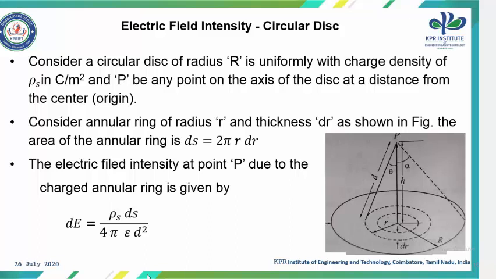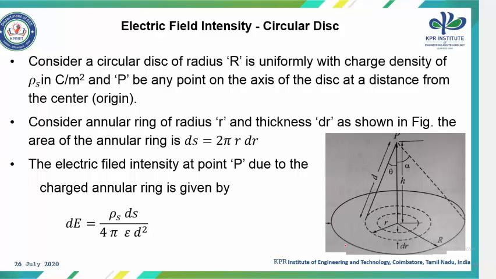Now we are going to discuss the electric field intensity of a circular disk. Consider a circular disk of radius capital R, uniformly charged with charge density rho s in coulomb per meter squared, and let the point P be any point on the axis of the disk at a distance from the center, this origin. Just look at the figure.